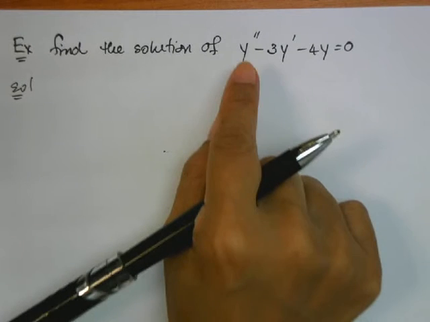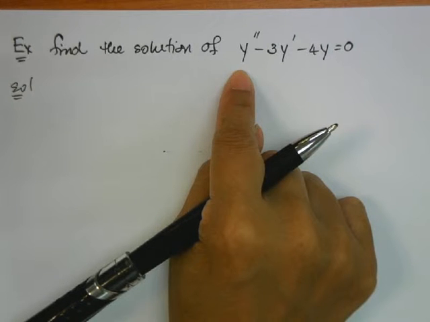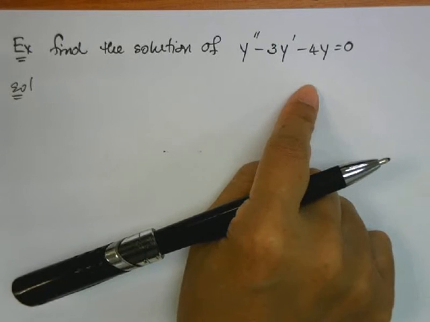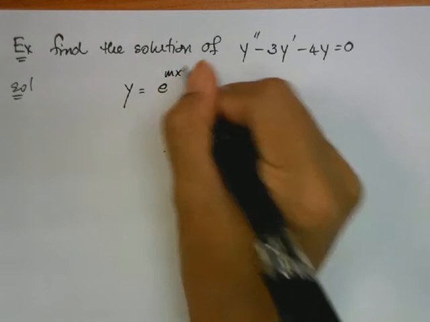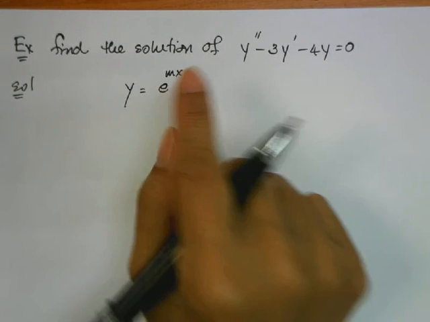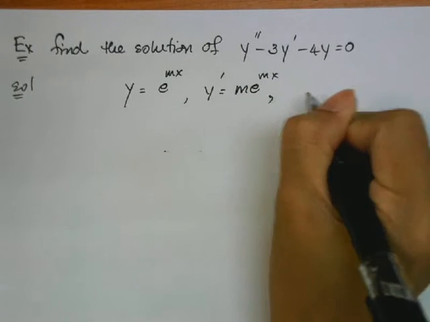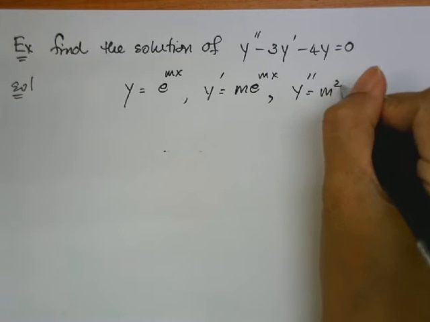Now, because this is a second order differential equation, you should be able to find two values, y1 and y2. In order to find y1 and y2, we've got to assume that y is equal to exponential of mx. And then we do the derivatives of y. The first derivative we would get m exponential of mx, and the second derivative we would get m squared exponential of mx.